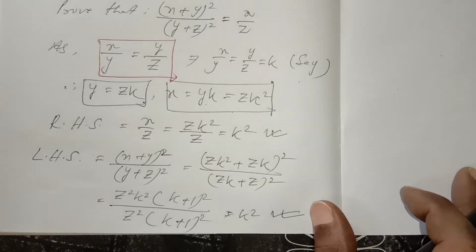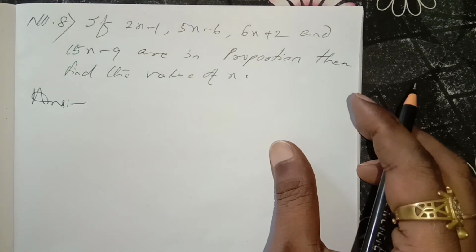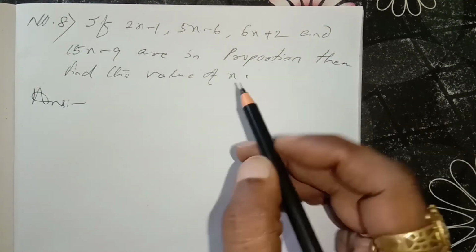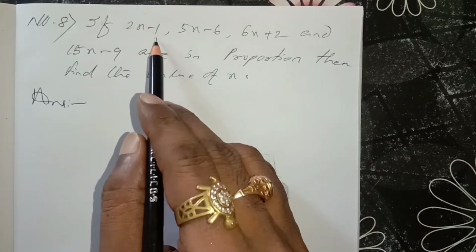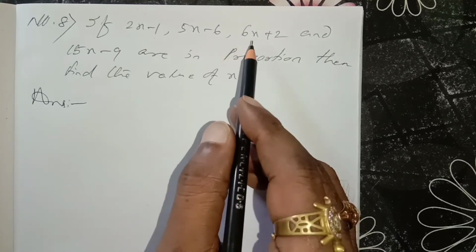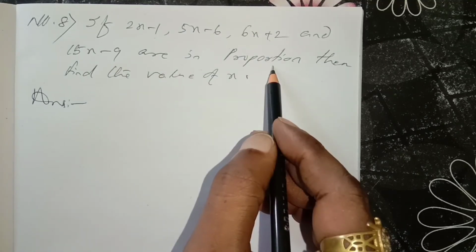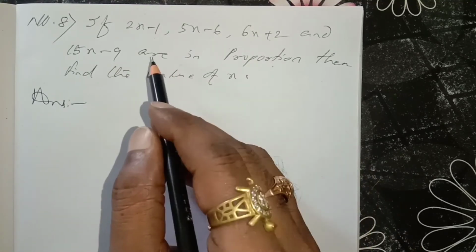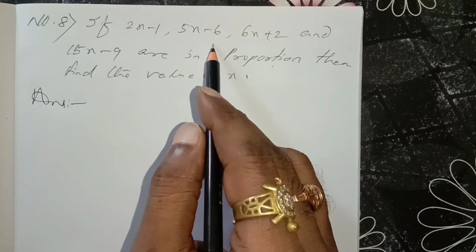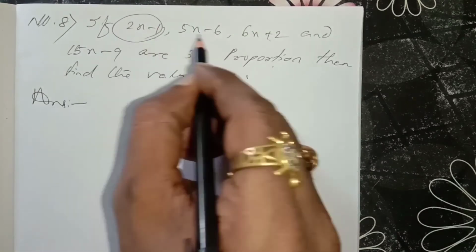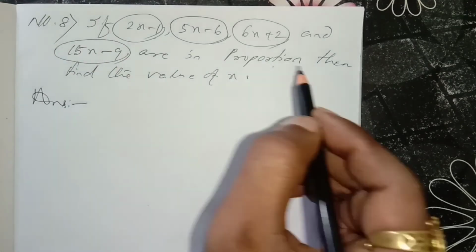Let us go to one more question. See, as per the students' demand, I am doing question number 8. They are telling to solve. Okay. Question given, I have taken the question from the book ML Agarwal. If 2x minus 1, 5x minus 6, 6x plus 2 and 15x minus 9 are in proportion, then find the value of x. There are four numbers in proportion: 2x minus 1, 5x minus 6, 6x plus 2 and 15x minus 9.